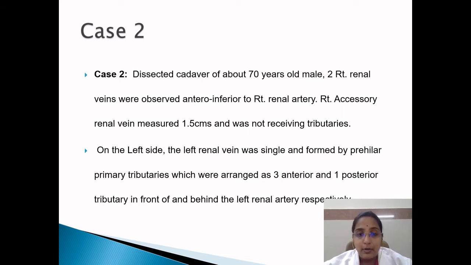On the left side, we could observe the left renal vein was single and it was formed by the prehilar primary tributaries, which were arranged with 3 anteriorly and 1 posteriorly, in front of and behind the left renal artery separately.